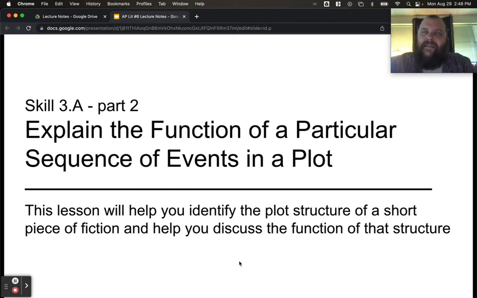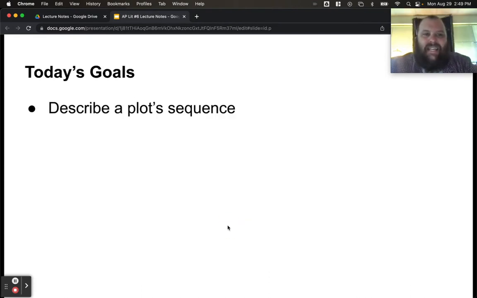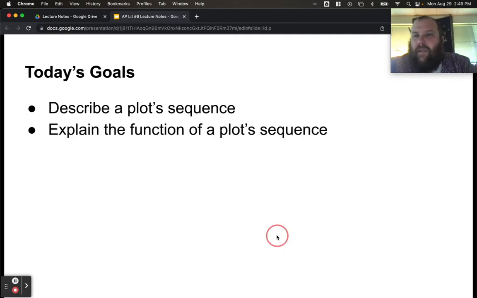So the last lecture was all about different structures of plot, right? And today is using those to really look at an example and show you how one could go about talking about plot structure in the first place. And so that's the idea. So the goals today: we want to describe a plot's sequence and explain the function of a plot's sequence.